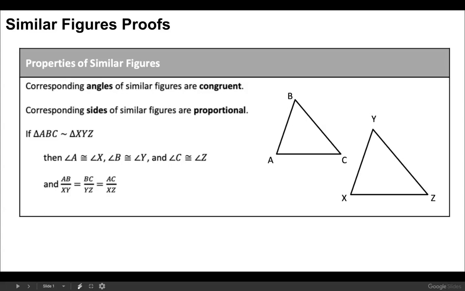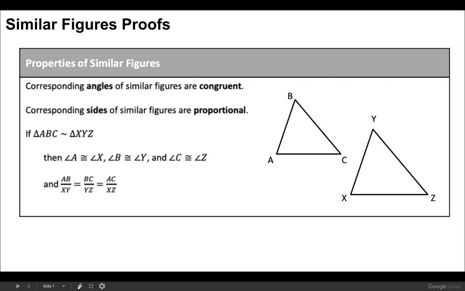In this lesson, you will learn about similar figures and how to write proofs of them. We first need to talk about some properties of similar figures. Their corresponding angles will be congruent, meaning equal in measure, and their corresponding sides will be proportional.